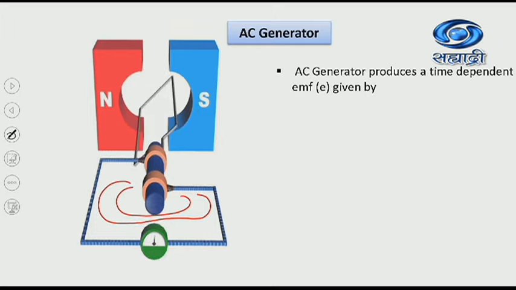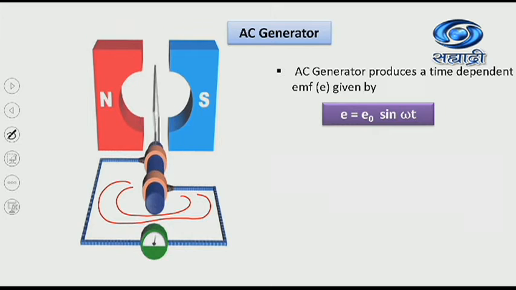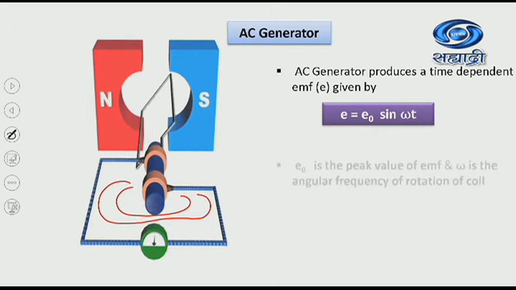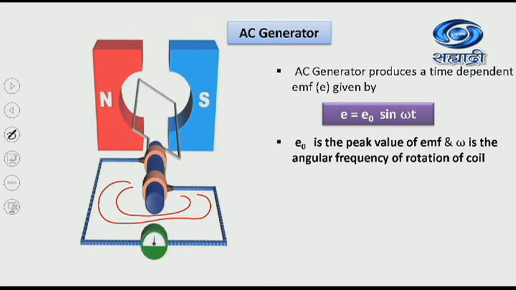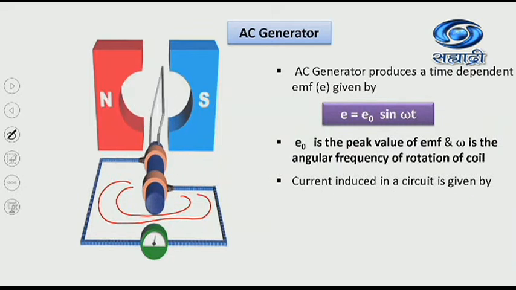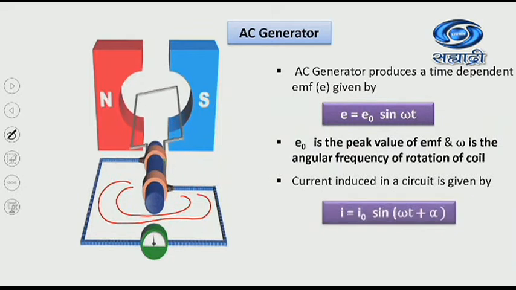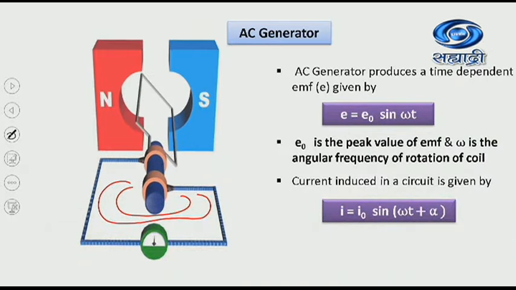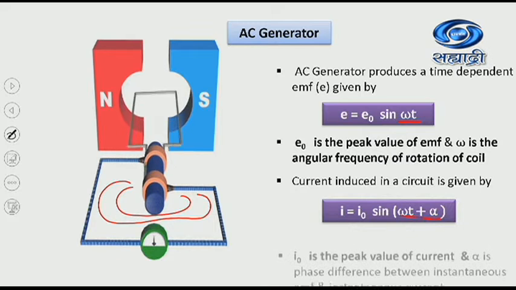An AC generator produces a time dependent EMF which is given by the formula E = E₀ sin ωt, where E₀ is the peak, that is the maximum value of the EMF, and ω is the angular frequency of rotation of the coil. Current induced in a circuit is given by the formula I = I₀ sin(ωt + α). Now for current, the phase is ωt + α. For EMF, the phase is ωt. So there is a phase difference between the current and EMF.